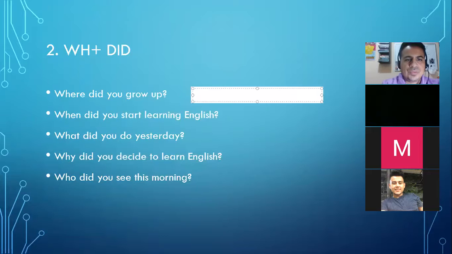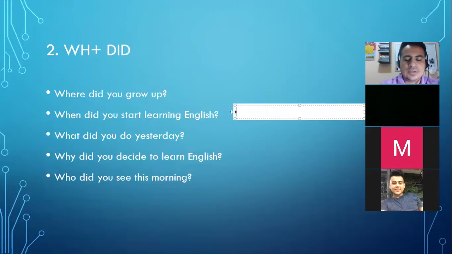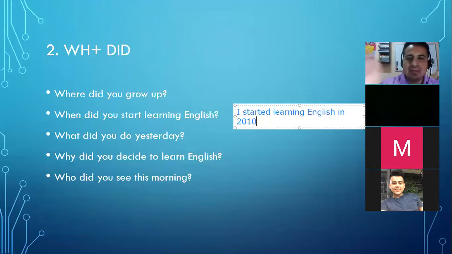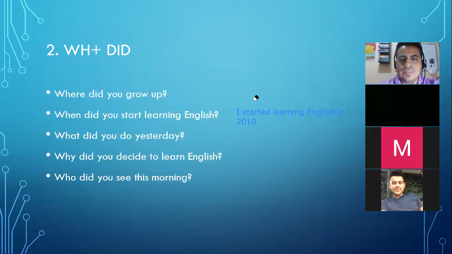Question number two. When did you start learning English? ¿Cuándo? ¿Qué año? ¿Qué fecha? ¿Cuándo? When? I started. I have to use the verb in the past. I started learning English in 2010, digamos. Okay? Whatever you want to say. All right? Let's look at the next.